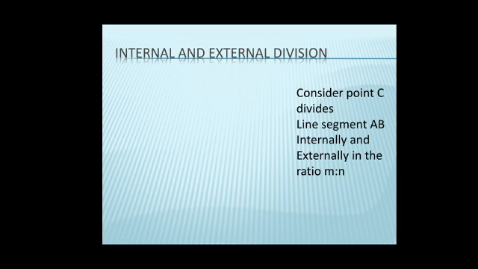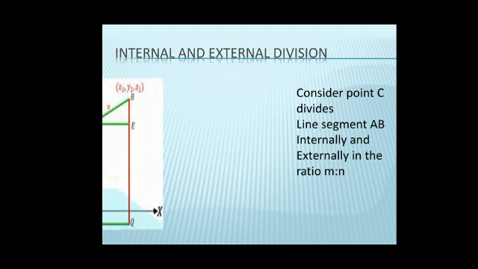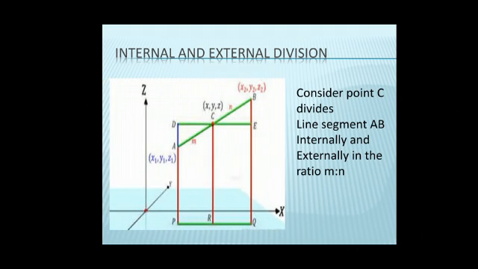Now let us consider the internal and external division of a line segment. You have already studied this for two-dimensional geometry. In the same manner, we are extending the same concept to three-dimensional geometry where one coordinate is increased. So you could see C is the point (x, y, z) which is dividing the line segment with point A (x1, y1, z1) and point B (x2, y2, z2). Now let us consider that it divides internally and externally in the ratio m is to n.